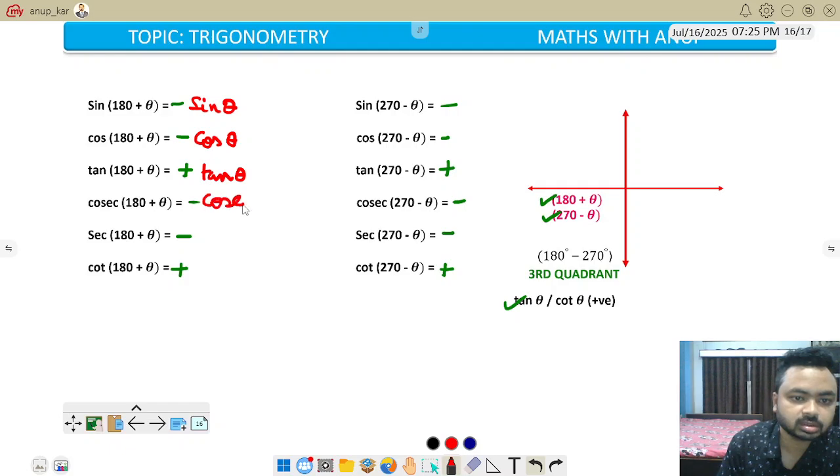so it will be cosec theta, sec theta, and cot theta.